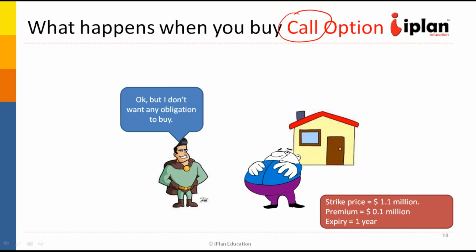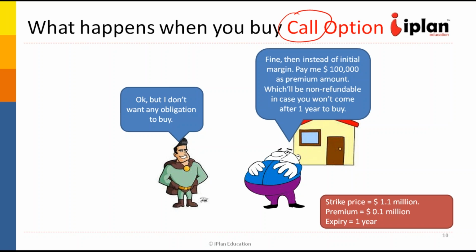Okay. So I think like that, and then I say, okay, I don't want any obligation to buy. Then in that case, the seller says, what will be my motivation to sell you? Why should I sell you? Why do I do that? And whenever you want to buy, you buy. You don't want to buy, you don't buy.